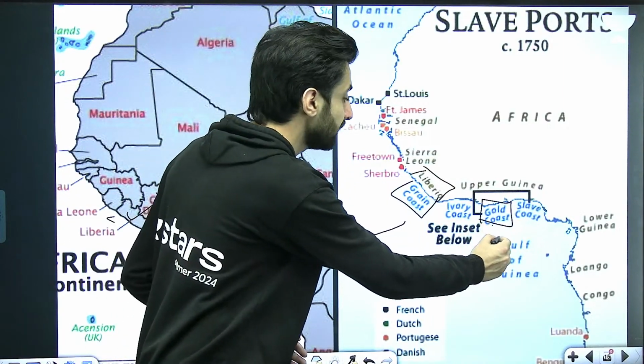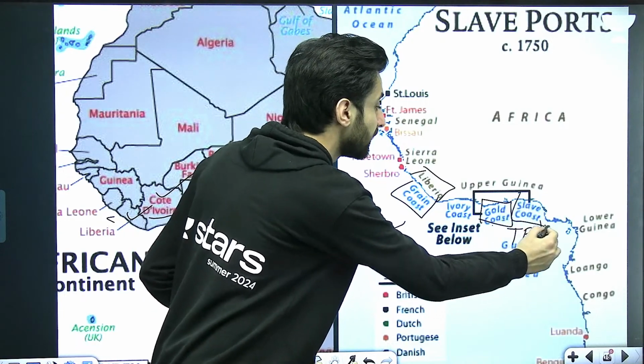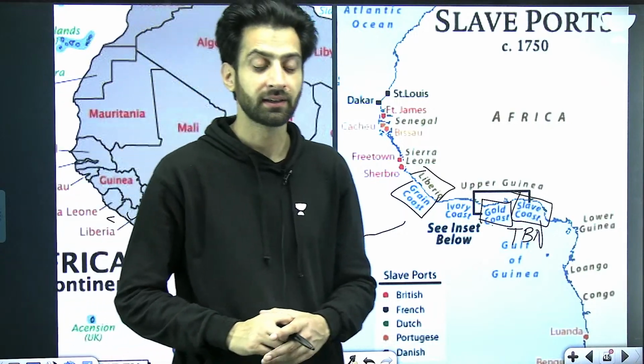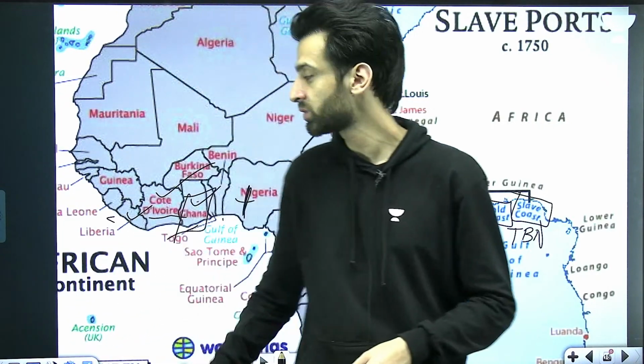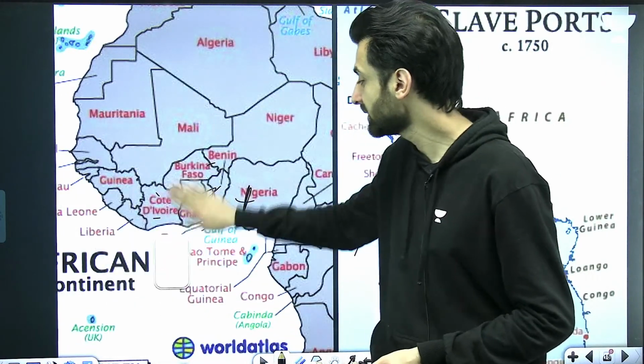This is Ghana, this is done. Then you have Togo, Benin, and Nigeria. This is called the Slave Coast because this coast was used for the slave trade. Clear about the trade? Everything, which coast belongs to which part. So I'm hiding this part and I want you to answer me in the comments.